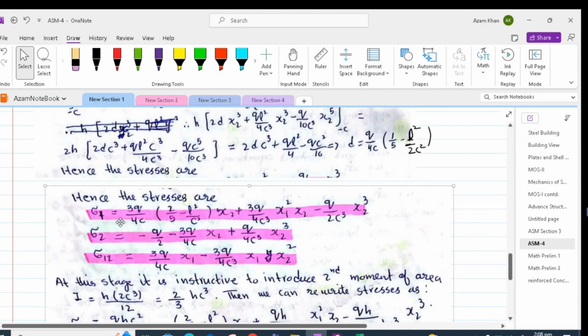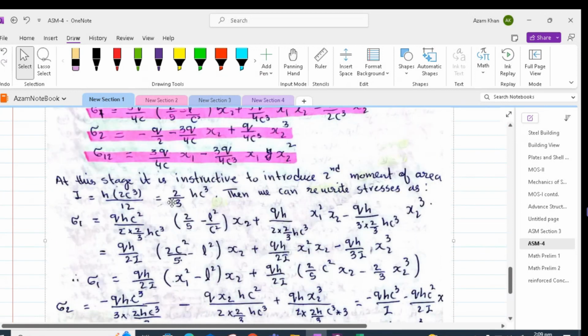Hence our sigma 1 is equal to 3q by 4c (2/5 minus L square by c square) x2 plus 3q by 4c cube x1 square x2 minus q by 2c cube x2 cube. Sigma 2 is equal to minus q by 2 minus 3q by 4c x2 plus q by 4c cube x2 cube. Sigma 12 is finally equal to 3q by 4c x1 minus 3q by 4c cube x1 x2 square.